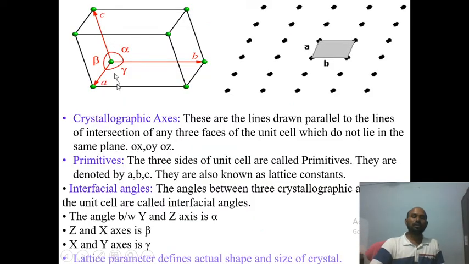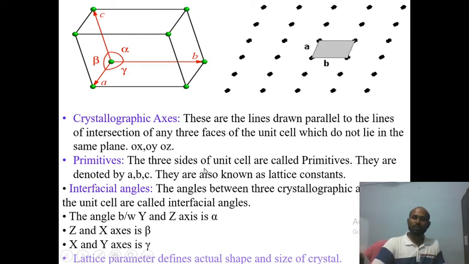These are called crystallographic axes. Look here, there are different crystallographic axes: x, y, z in three dimensions, and x and y only in two dimensions. Look here, these are lines drawn parallel to the intersection of any three faces of the unit cell which do not lie in the same plane: OX, OY, OZ. This is the first crystallographic axis, this is the second, and this is the third. In two dimensions, only the first and second are there.